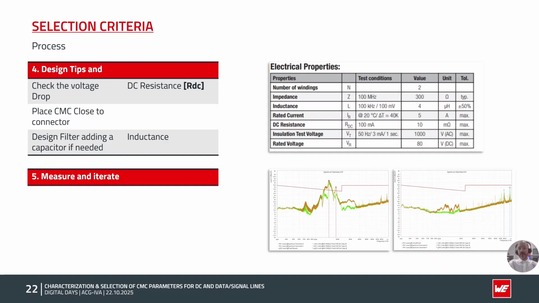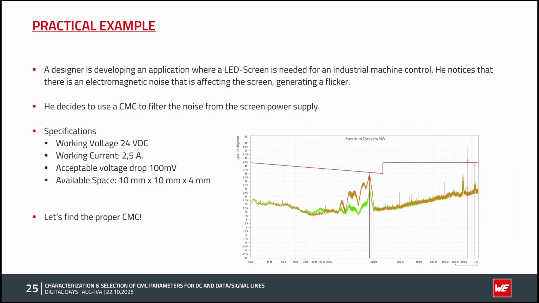Finally, you need to verify that the DC resistance included in the common mode choke will not affect your signal or voltage level, and ensure that the EMC performance meets the required standard. Now we would like to show you a practical example. In this case, I will be the customer and Ivan will be the engineer that shows me how to choose the proper common mode choke.